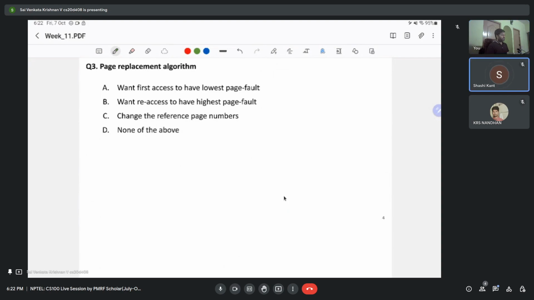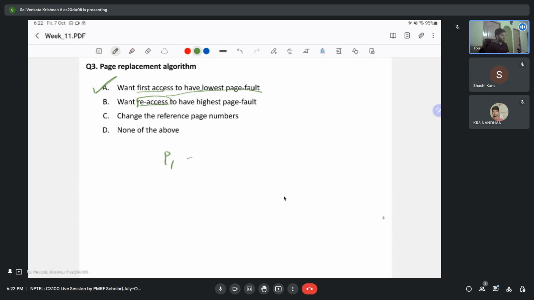Is it A? Right. So the correct answer is option A. The main aim of the page replacement algorithm is not only the first access, the re-access also it wants to have the lowest page fault. So the main aim is that all your active pages, given the number of frames allocated to your process, stay in memory.